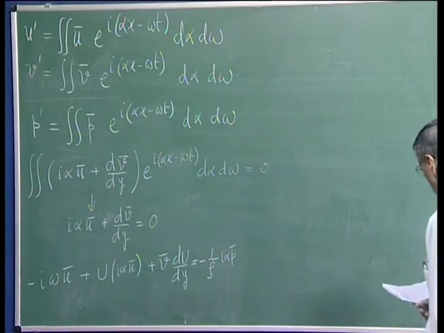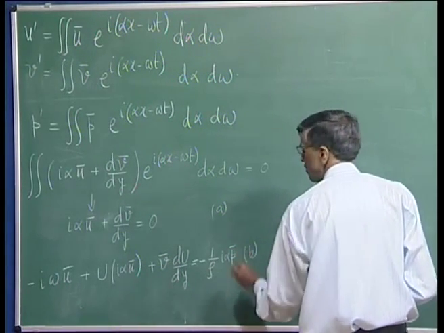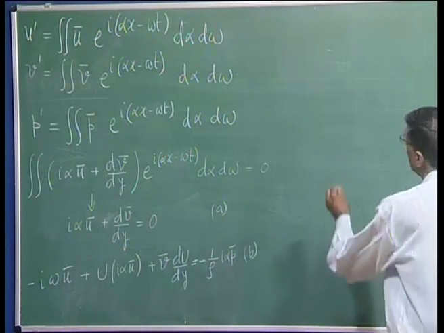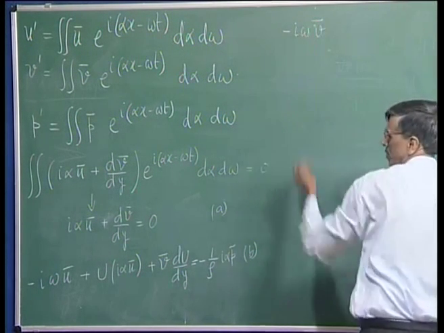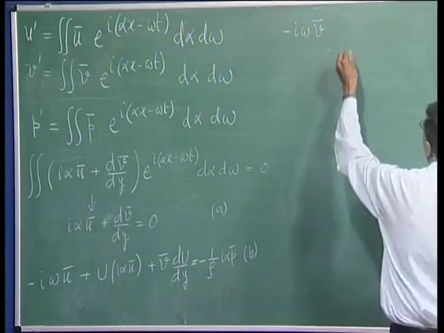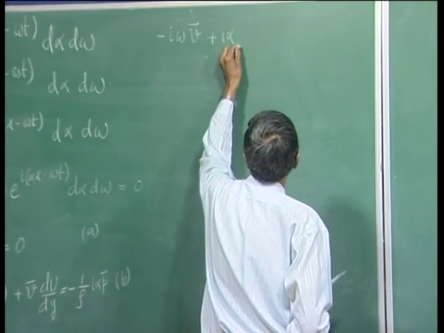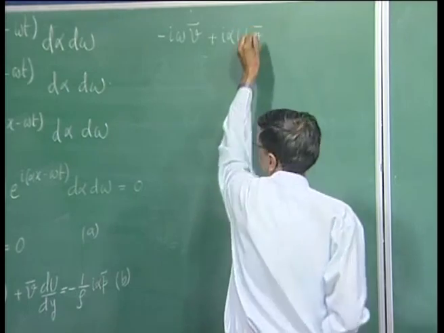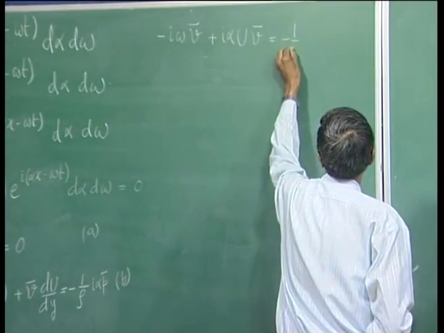And so this is, let's say, equation A, this is equation B coming from the x momentum equation. And what is the last one? The last one will come from here, 2.6. Del v prime del t will give us simply minus I omega v bar, and u times del v prime del x will give us I alpha u v bar, right? And on the right hand side, I will have 1 upon rho.